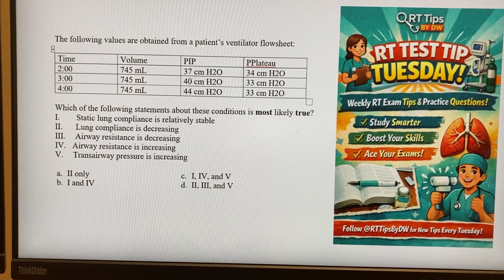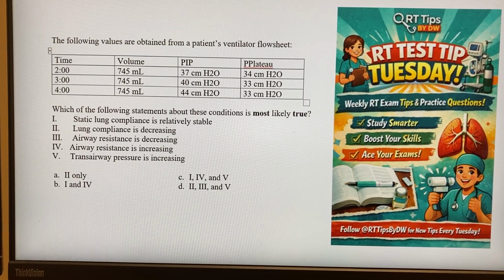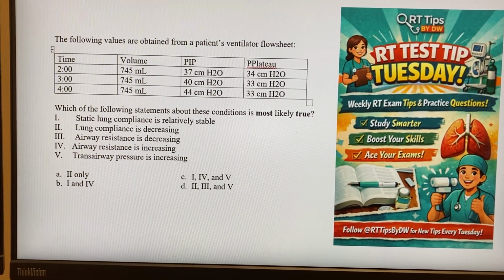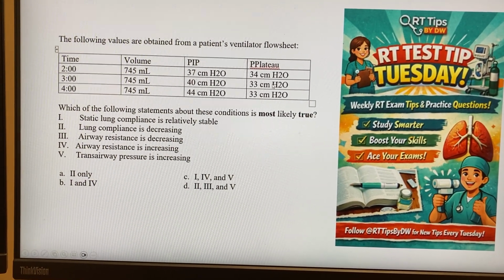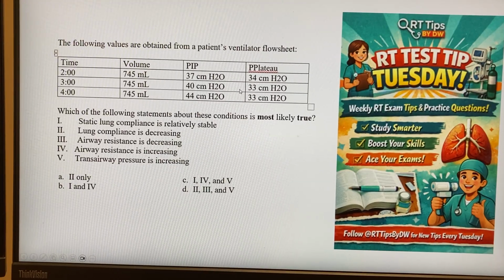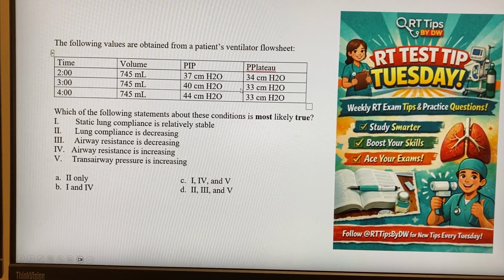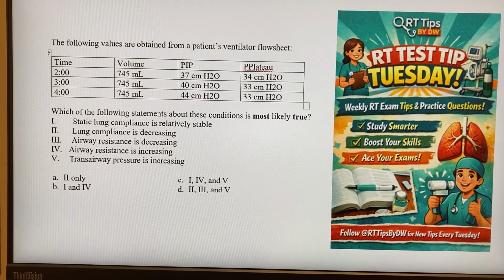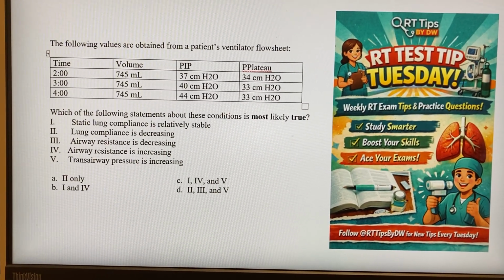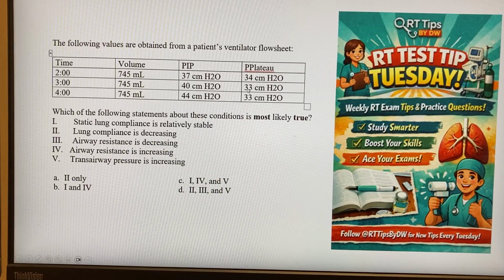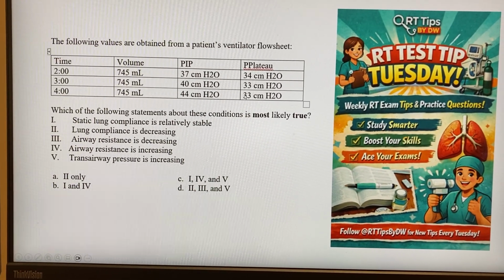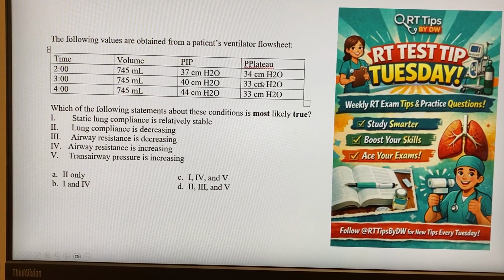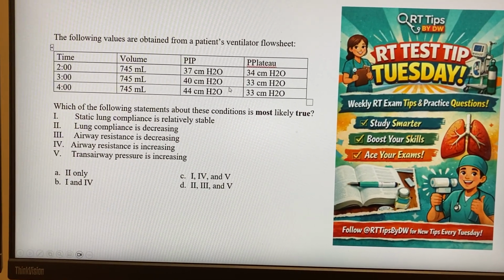So if you'll notice at 2 o'clock, the difference in the two, or your trans-airway pressure, is essentially 3 centimeters of water pressure. And at 3 o'clock, that trans-airway pressure has grown to 7 centimeters of water pressure. And now at 4 o'clock, that trans-airway pressure is 11 centimeters of water pressure. So we've gone from 4 to 7 to 11. So our trans-airway pressure is getting a little bit higher. Plateau pressure has stayed relatively the same, while our peak inspiratory pressure has gone up.